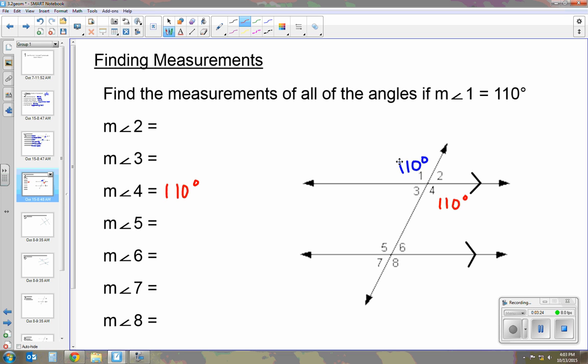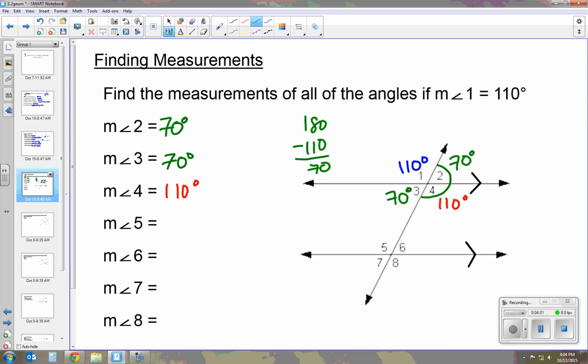Next up, I'm going to use 2 and 4. That's a linear pair. And if I have a linear pair, that means they're supplementary, or that they add up to 180 degrees. So I'm going to take 180 degrees and subtract 110, and I get 70. So now I know that the measure of angle 2 is 70 degrees. And 2 and 3 are vertical. Vertical angles are equal, so I know that 3 is 70.